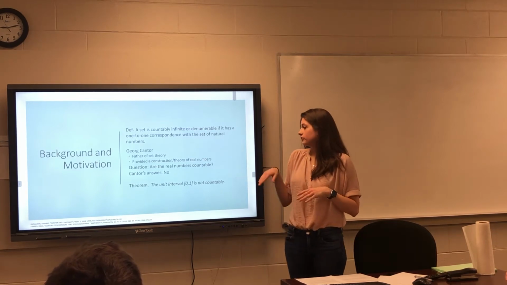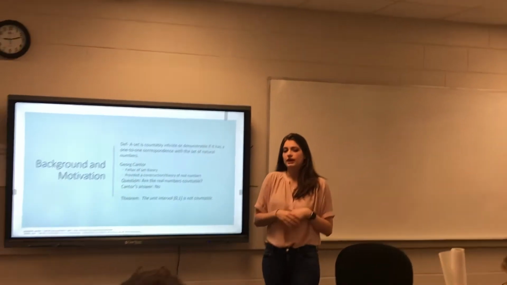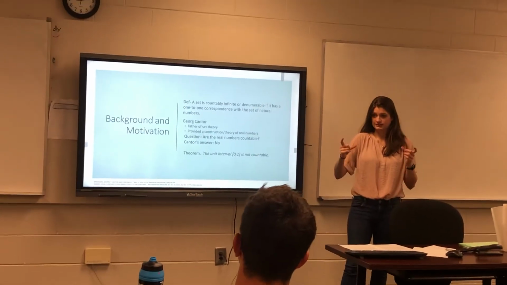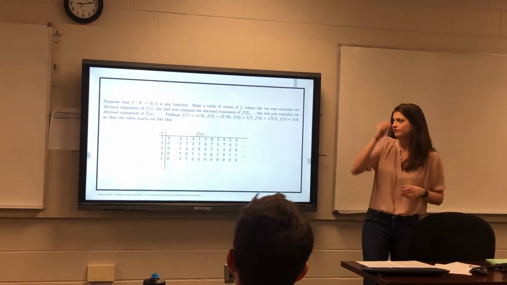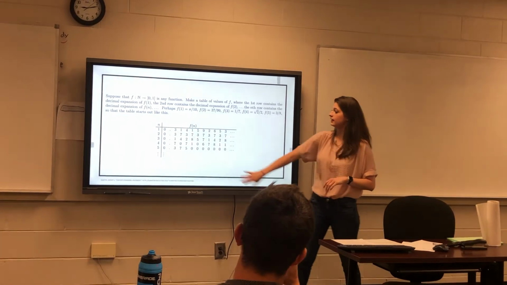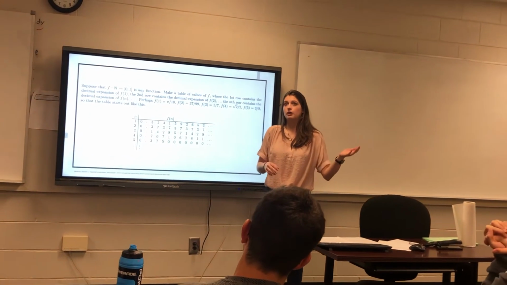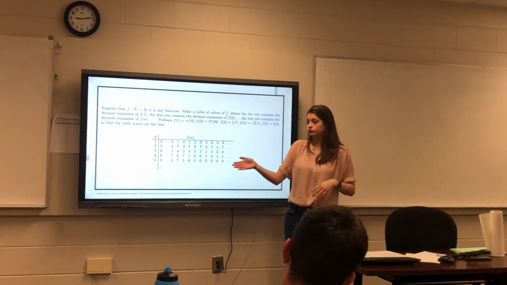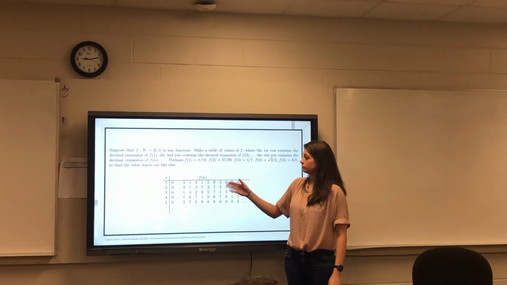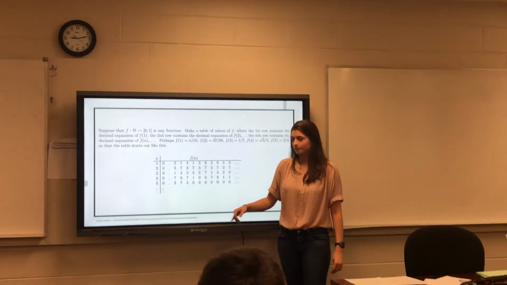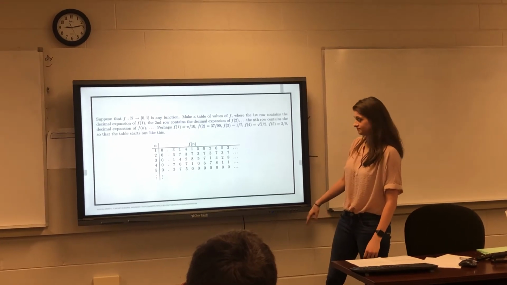So the theorem behind his proof is that the unit interval 0 to 1 is not countable. The reason he used this is because 0 to 1 has the same cardinality as the set of real numbers. So this is a table expressing a function, any function, from N to the interval 0 to 1, with decimal expansions through that function of all of the natural numbers, right? This obviously goes out infinitely this way and this way.